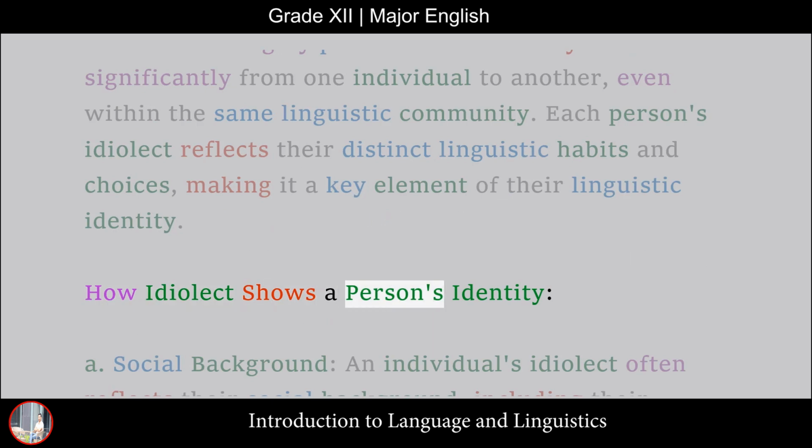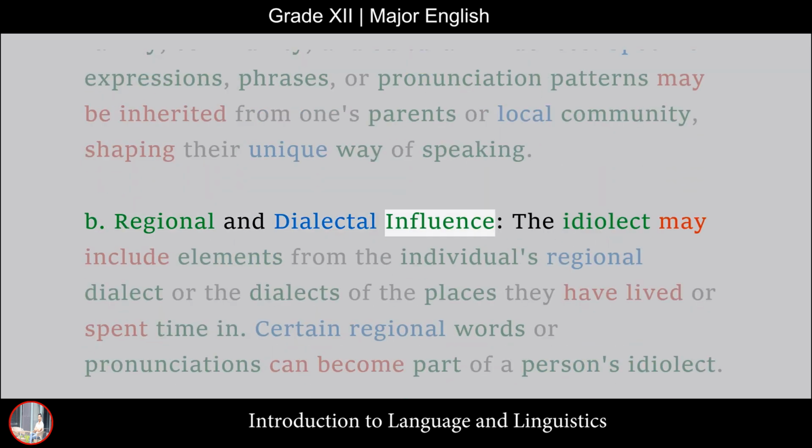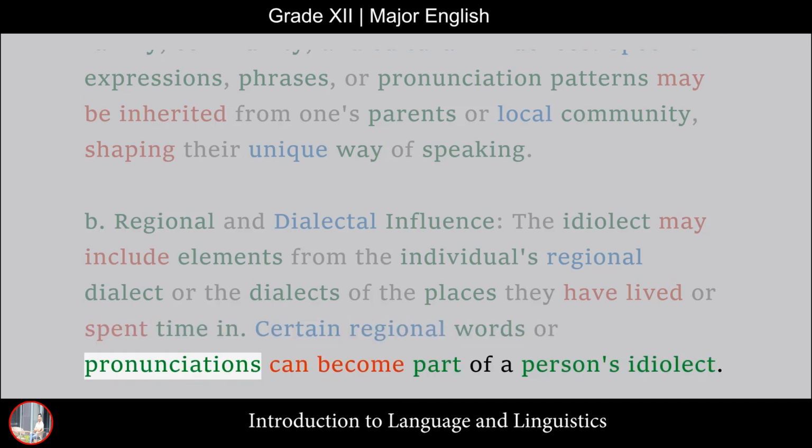How idiolect shows a person's identity. A. Social background. An individual's idiolect often reflects their social background, including their family, community, and cultural influences. Specific expressions, phrases, or pronunciation patterns may be inherited from one's parents or local community, shaping their unique way of speaking. B. Regional and dialectal influence. The idiolect may include elements from the individual's regional dialect or the dialects of the places they have lived or spent time in. Certain regional words or pronunciations can become part of a person's idiolect.